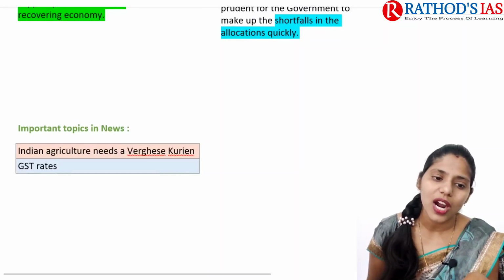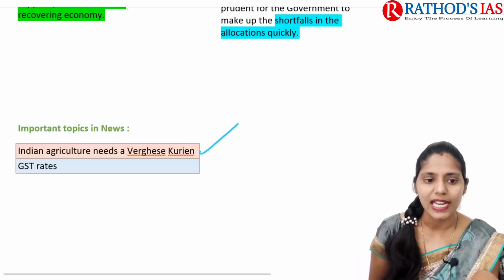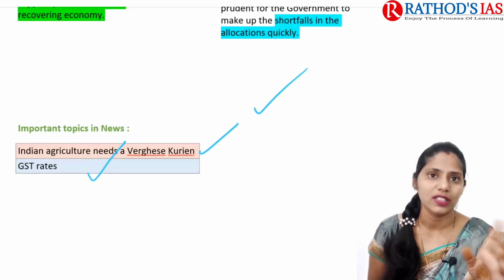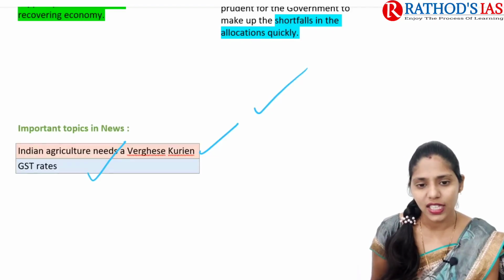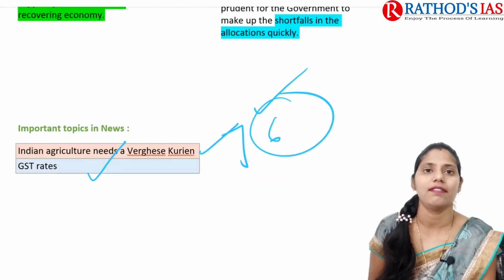Apart from this, there are two articles regarding the Amul Cooperative Society and GST rates. You have to refer to these topics, and this is your homework. These two articles appear on page number 6 itself.